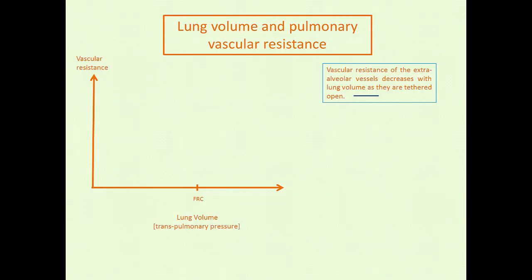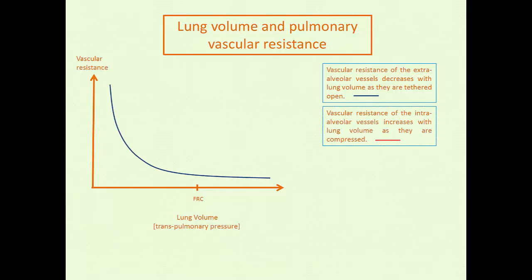And the reason for this is the physiology that was first delineated by Saul Permutt in the early 60s, and that is there are two populations of blood vessels in the lungs: the alveolar and extra-alveolar blood vessels. The vascular resistance of the extra-alveolar blood vessels decreases with lung volume as they are tethered open. But the vascular resistance of the intra-alveolar vessels, essentially the capillaries and the blood vessels just pre and post capillary, tends to increase with increasing transpulmonary pressure as they're collapsed.